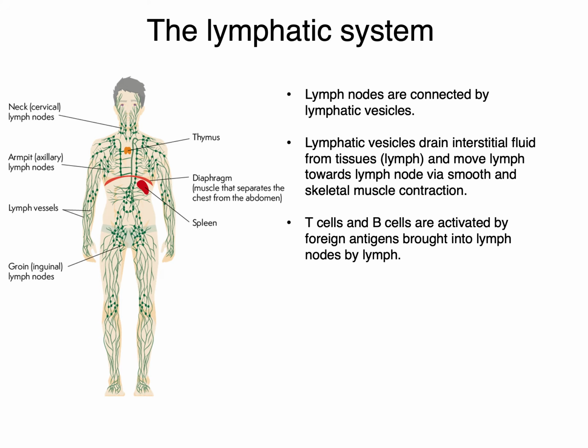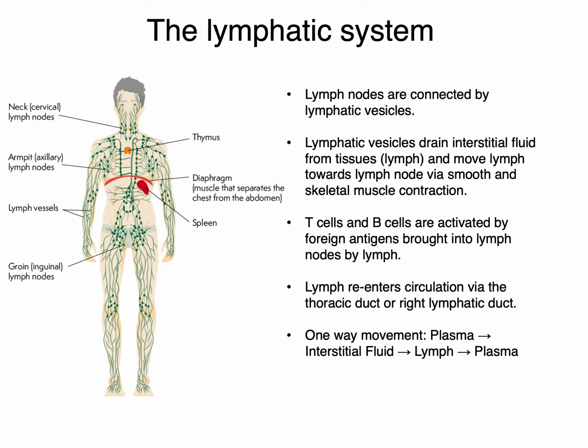T cells and B cells are activated as foreign antigens are brought by lymph into the lymph node, and then the lymph re-enters circulation via the thoracic duct or right lymphatic duct. And thus, this is a one-way movement. Plasma goes to interstitial fluid, which goes to lymph, which goes back to plasma.